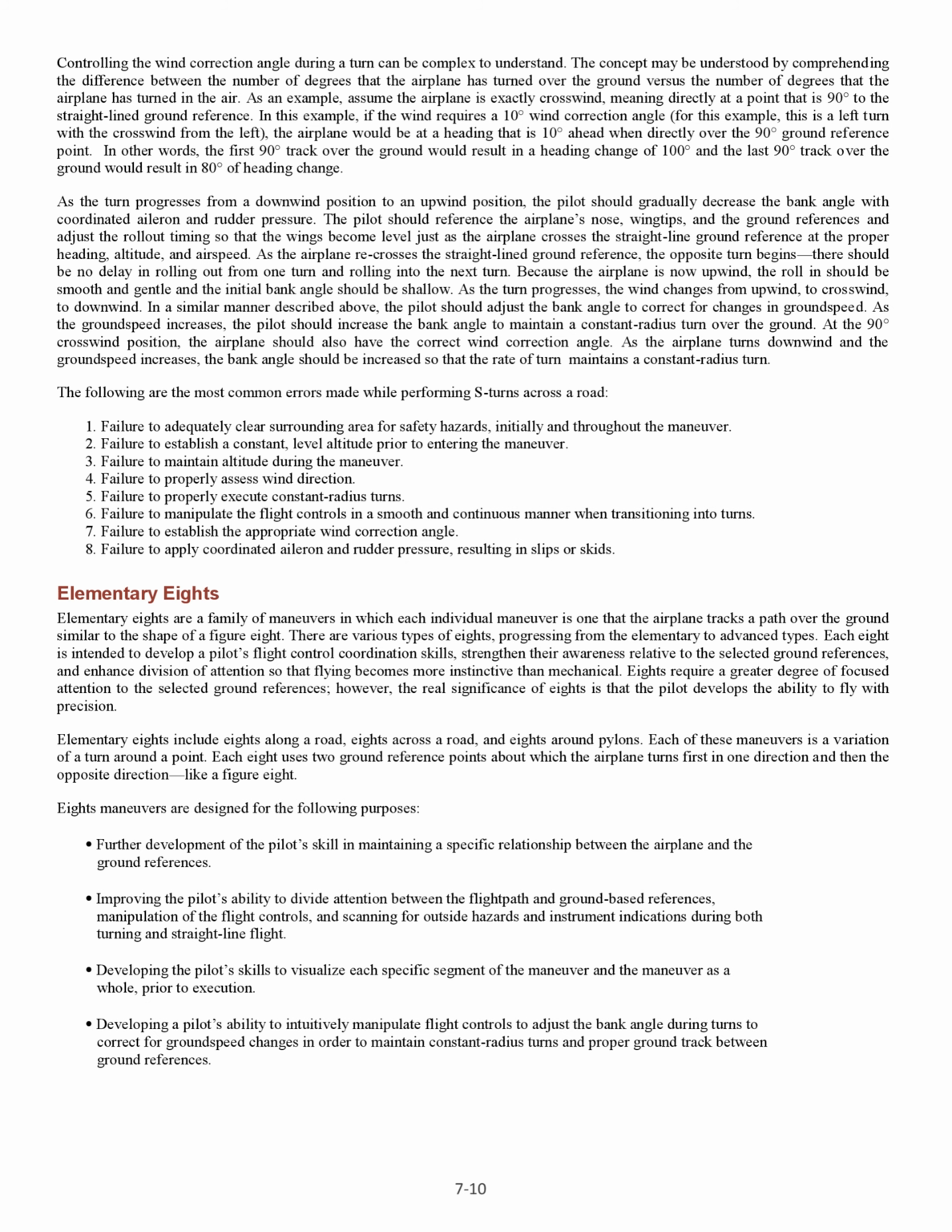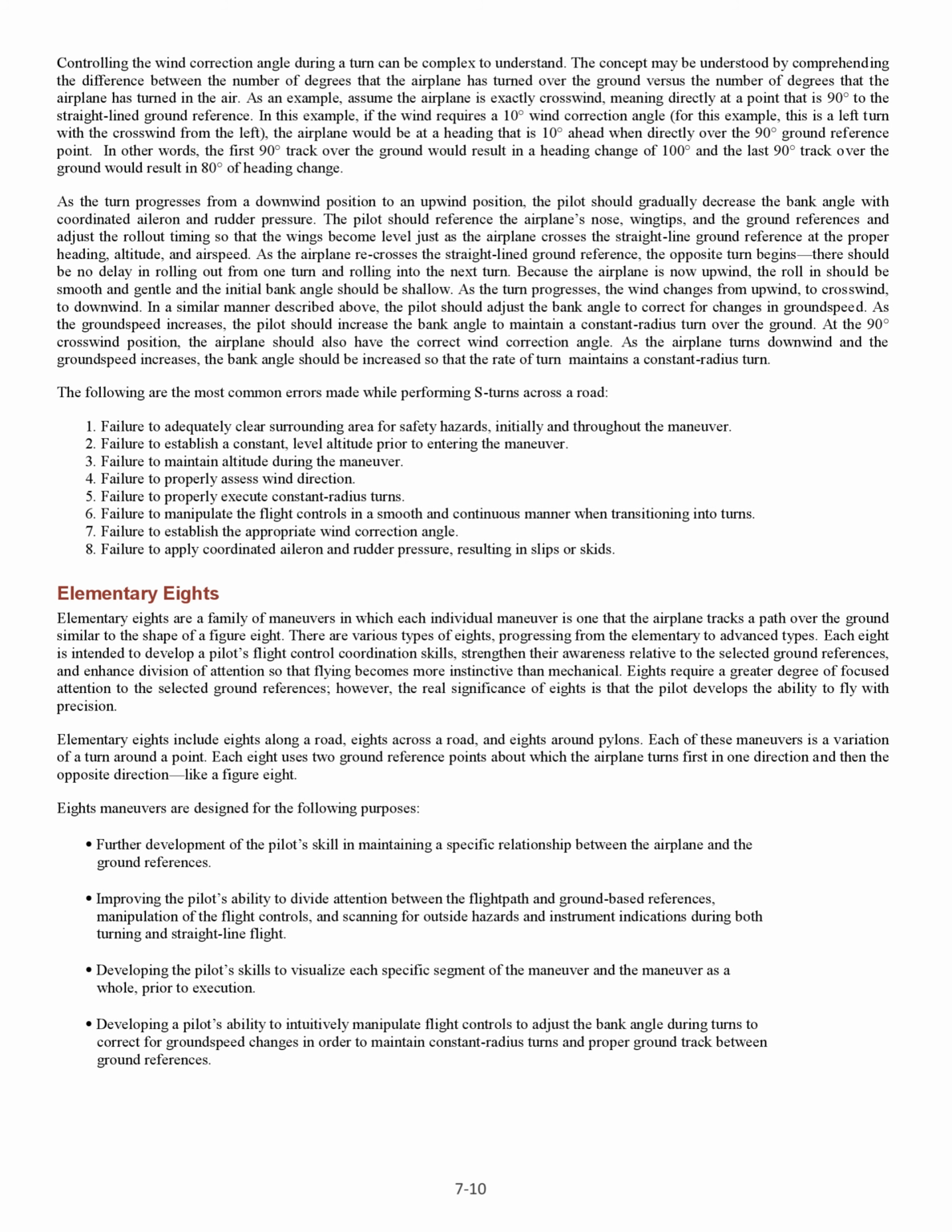Because the airplane is now upwind, the roll-in should be smooth and gentle and the initial bank angle should be shallow. As the turn progresses, the wind changes from upwind to crosswind to downwind. In a similar manner described above, the pilot should adjust the bank angle to correct for changes in ground speed. As the ground speed increases, the pilot should increase the bank angle to maintain a constant radius turn over the ground. At the 90 degree crosswind position, the airplane should also have the correct wind correction angle. As the airplane turns downwind and the ground speed increases, the bank angle should be increased so that the rate of turn maintains a constant radius turn.